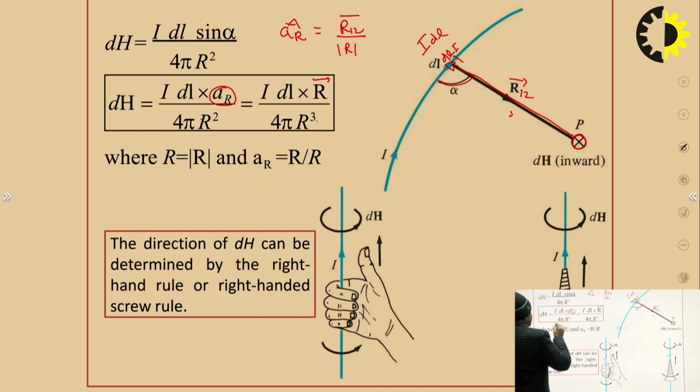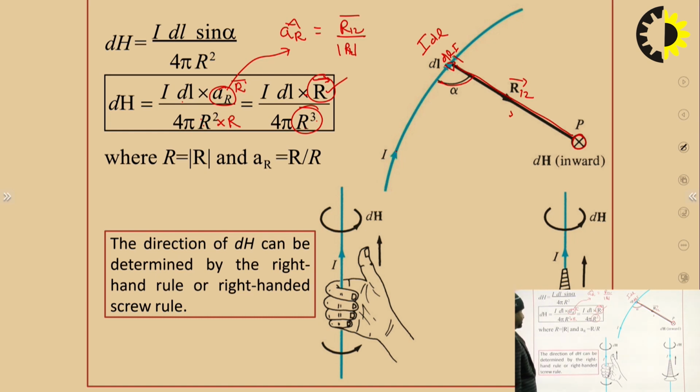So we can say the total differential magnetic field intensity is defined as I dl cross R upon 4 pi R cube. That means R is here because this unit vector aR is defined as R12 upon mod R12. That means this R12 defines the direction of that particular system, and this mod is to be calculated here. And here this one is R and this one is the R vector. So R and R square make R cube, and I dl cross this one is the R vector.